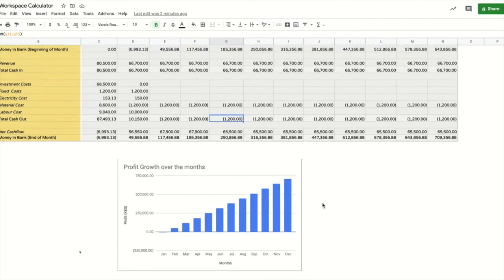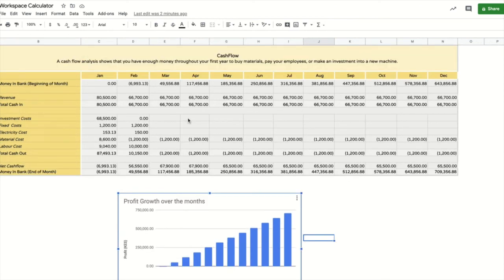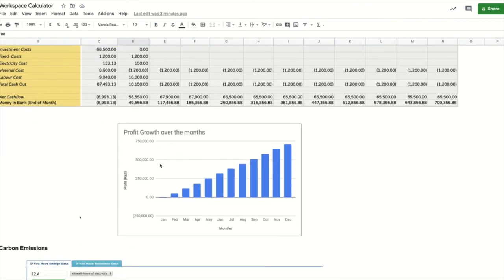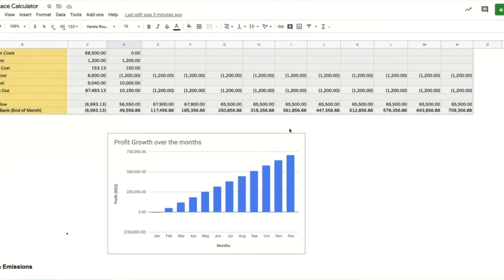And I've made a diagram. This shows our profit over the months. So assuming that we're, let's say, making about 66,000 shillings each month, which is a little bit ambitious, without any downfalls during the process, we will be able to get a steady graph with increasing profits till the end of the year. So that's pretty optimistic.